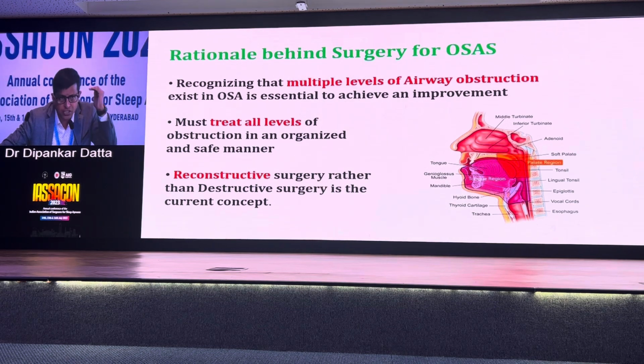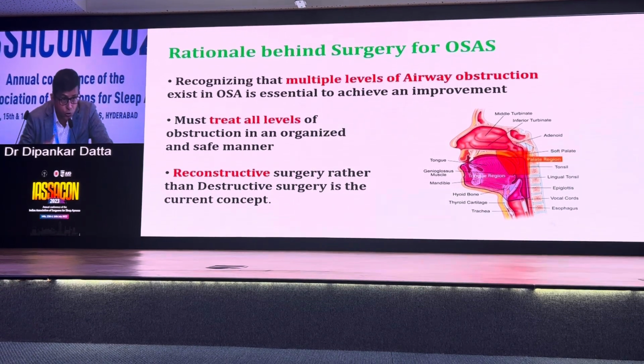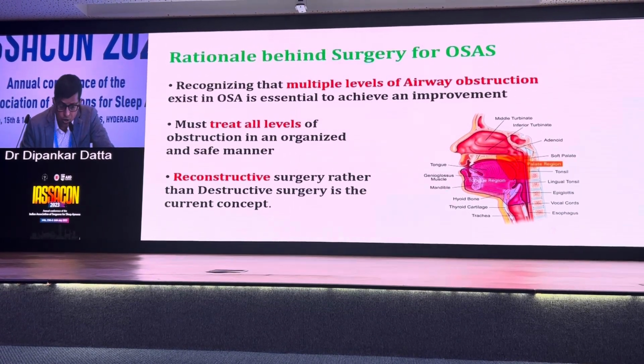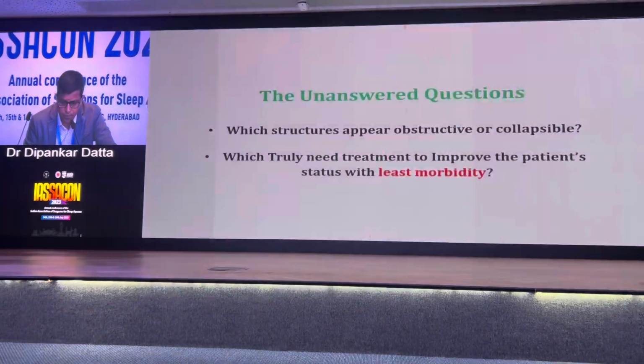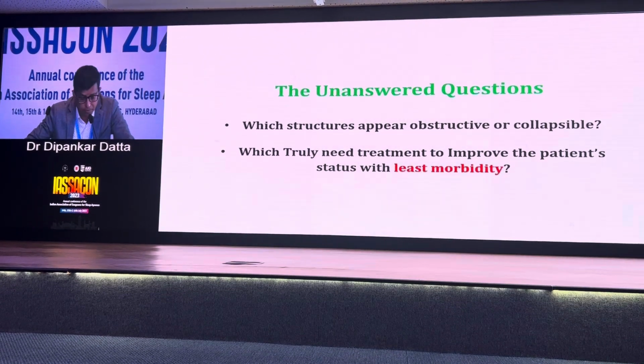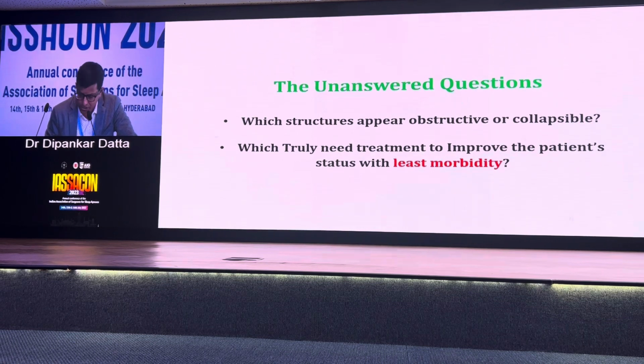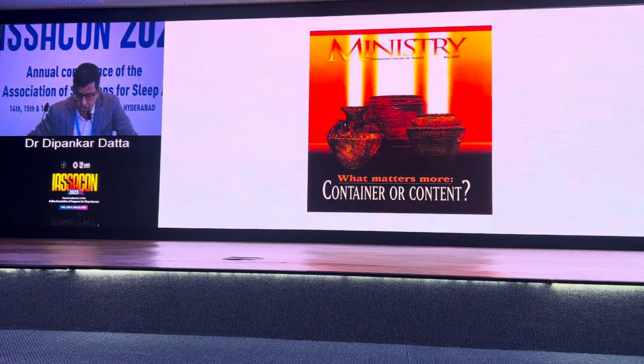The primary intention is whether the patient was actually presenting with a complaint of snoring and sleep apnea, and whether the polysomnographic documentation has been done or not. So reconstructive surgery is the key nowadays, rather than destructive. We don't do any kind of destructive surgery anymore. So why don't we approach the soft tissue first? So the unanswered question is, which structures appear obstructive or collapsible, and which truly need treatment to improve the patient status with least morbidity? In the International Journal, I like this slide.